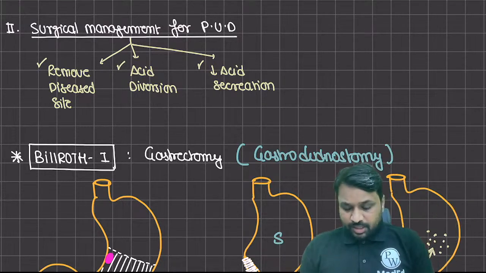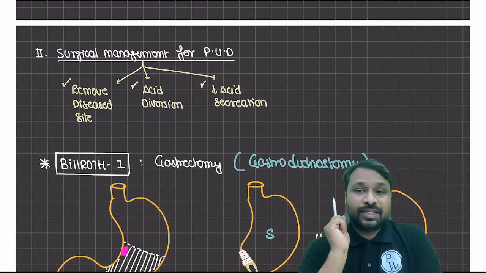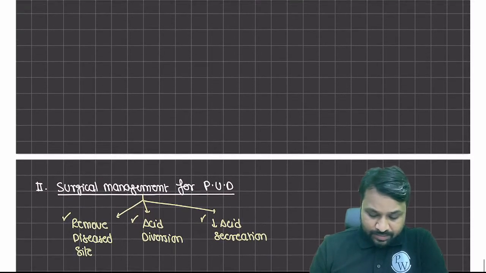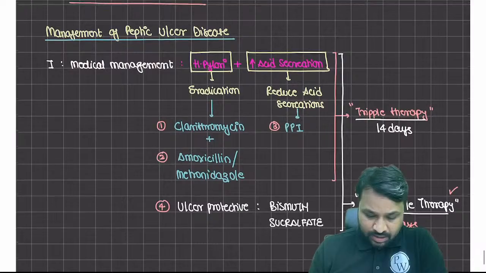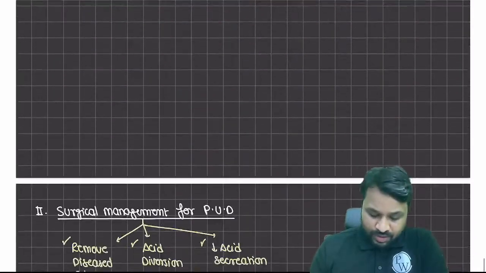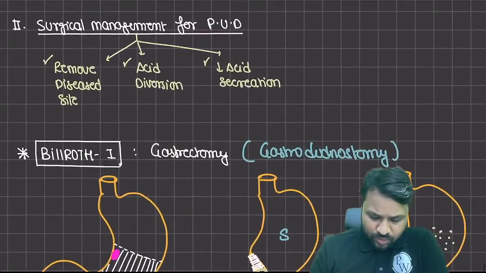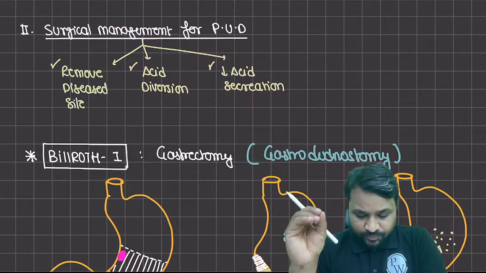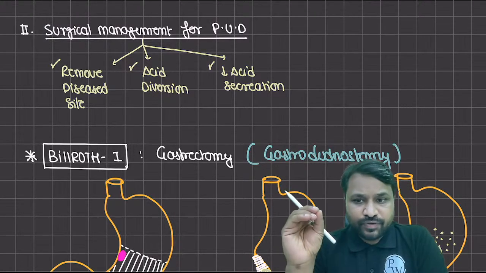So what did we discuss yesterday? Yesterday we discussed how to manage a patient who comes with peptic ulcer disease. So, surgical management for peptic ulcer disease, we started with the medical management. Then we spoke about the surgical management. I told you the goal of the surgical management is to remove the disease site. If it is refractory, that is the indication for the management.